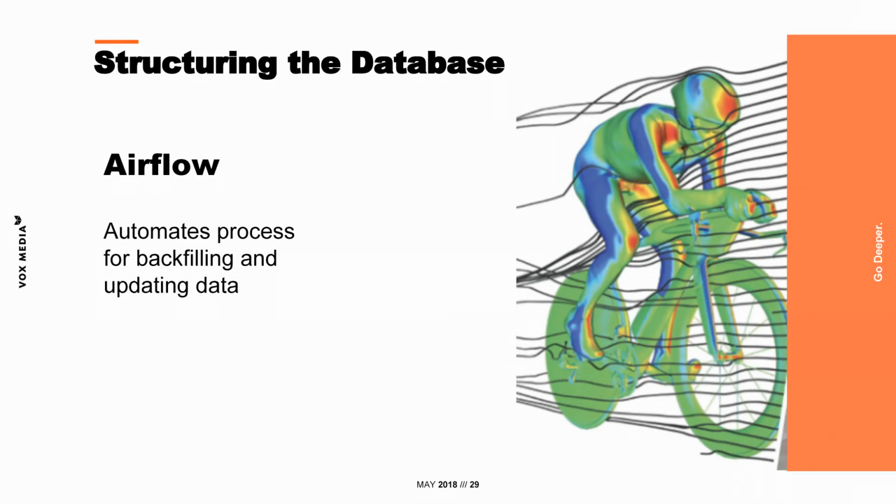All right, so once you've decided on your table architecture and you've decided you want to have this table, you want to make it easy for yourself. You want a good, nice, repeatable process. Airflow is this tool. I think it was originally developed by Airbnb. It's a data pipelining tool, and it automates the process of backfilling and updating data. There are some other similar tools out there as well, but this is the one that we use to help us with our updating and backfilling.